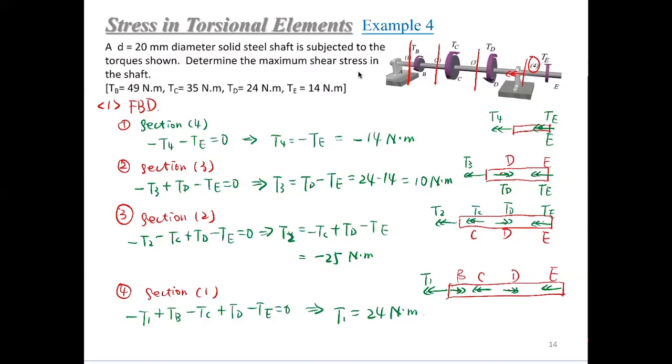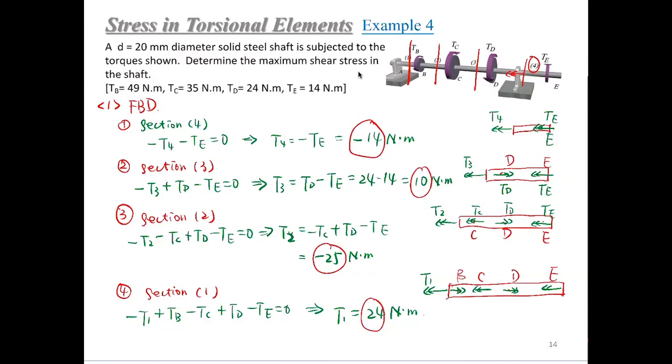Okay, so here we have derived these four internal torques. As I mentioned in the beginning, we just need to figure out which one is the biggest value, which one is the maximum torque. Here we have four results already: negative 14, 10, negative 25, 24. So which one is larger? Which one is the largest value of the internal torque? Does the negative sign or positive sign matter?